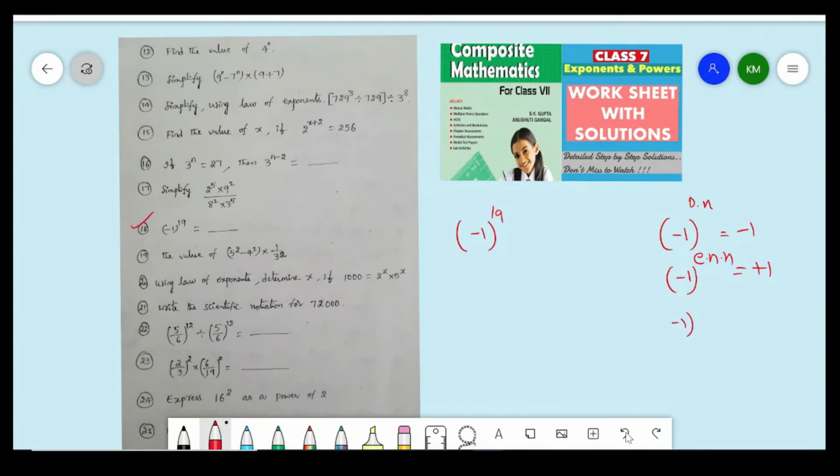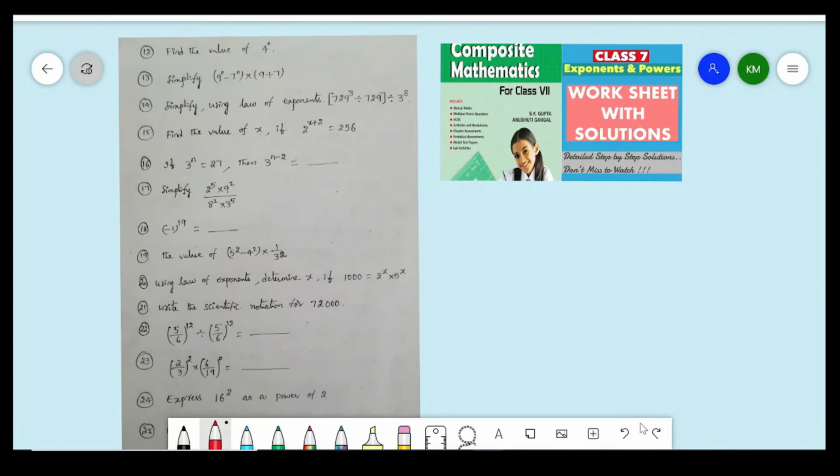Minus 1 whole power 99, if I take, here the number given is an odd natural number, so the value will become minus 1. Again, if somebody asks you minus 1 whole power 100, you have to simply write plus 1 because the power is an even natural number. So in this case minus 1 whole raised to the power of 19 equals minus 1. So the value here is negative 1.